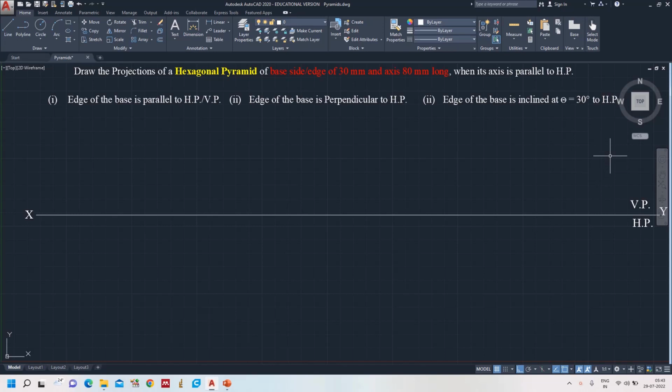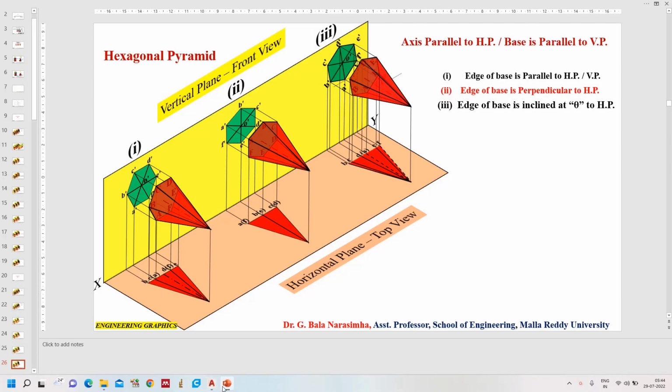Before going to draw the projections, let us have a look at what a hexagonal pyramid is and how it looks. You can see here the hexagonal pyramid has its base in the form of a hexagon, and it has six triangular faces connected to an apex point called O. See, BO, CO, DO, EO, FO, AO. All these are the triangular faces having six slant edges.